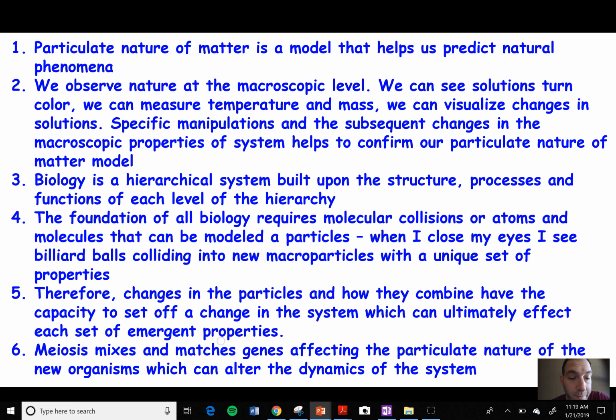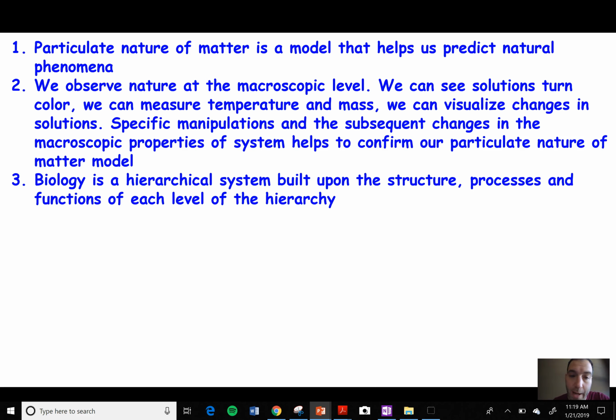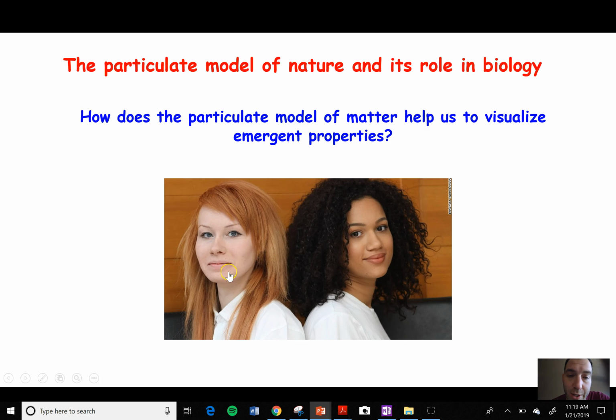And ultimately you. In connection to our current unit, meiosis mixes and matches genes, affecting the particulate nature of the new organisms, which can alter the dynamics of the system. And so, if we go back to our picture, we can now imagine these individuals as combinations of different particles of genes, interacting with different aspects of the particles in their environment. These combined to give the diversity of life. But what we need to do now is study more how those changes can take place. We know meiosis can affect it, but are there other ways?